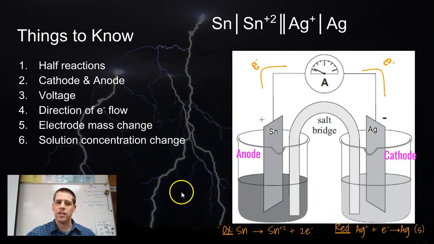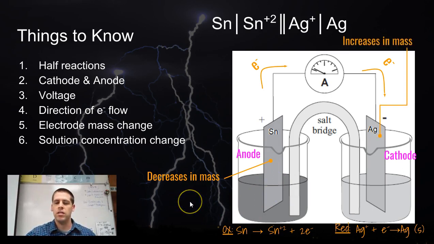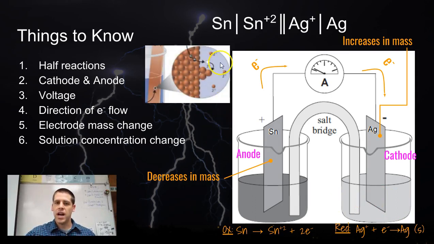All right, now let's figure out the electrode mass change and the solution concentration change. The tin is going from solid to aqueous, right? So it makes sense that this one would be decreasing in mass. The atoms of tin are going to be going into solution, and so that electrode is going to get smaller. Meanwhile, on the opposite side of the cell, it's going to be the opposite, increasing in mass over here. We're taking ions out of solution and we're plating them onto the electrode. Remember this picture from earlier. Those ions are getting reduced to form neutral atoms on that electrode.